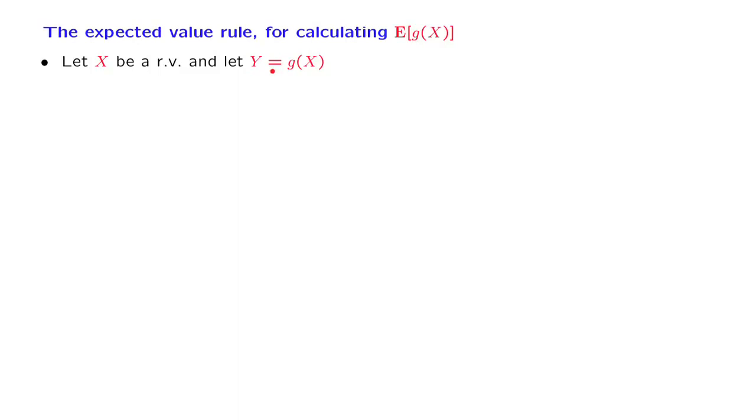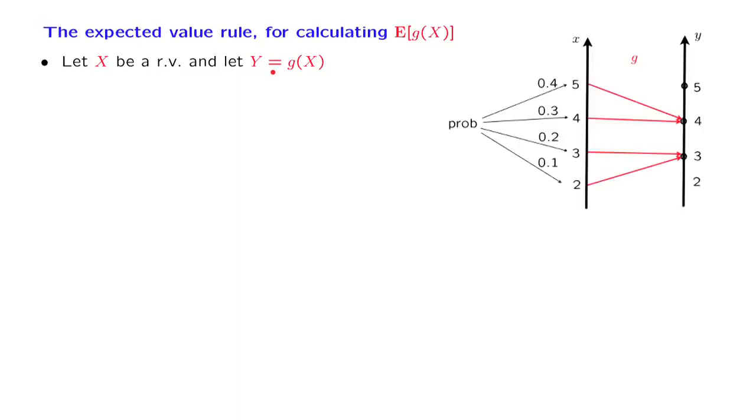We will illustrate the ideas involved through a simple numerical example. In this example, we have a random variable x that takes values 2, 3, 4, or 5 according to some given probabilities. We are also given a function that maps x values into y values, and this function g then defines a new random variable. So, if the outcome of the experiment leads to an x equal to 4, then our random variable y will also take a value equal to 4.